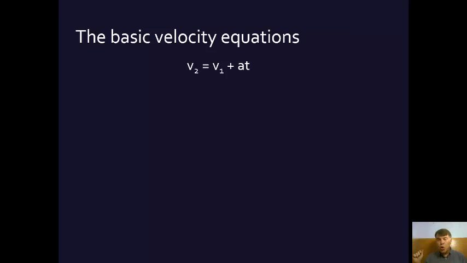So let's say that you know what the starting velocity was, and you know what the constant acceleration is, and you know how long. So you have v1, the initial velocity, you have the constant acceleration, which means it's not changing, and you know the time that has gone past, then you can determine what the closing velocity is.